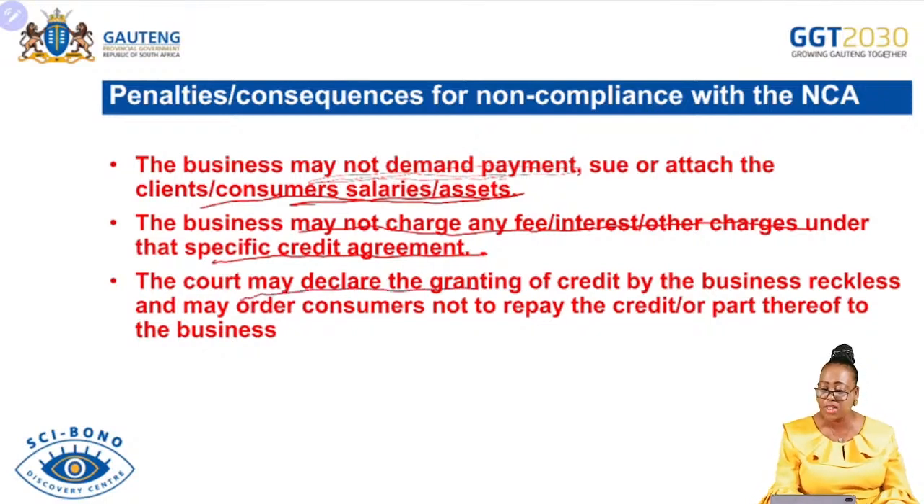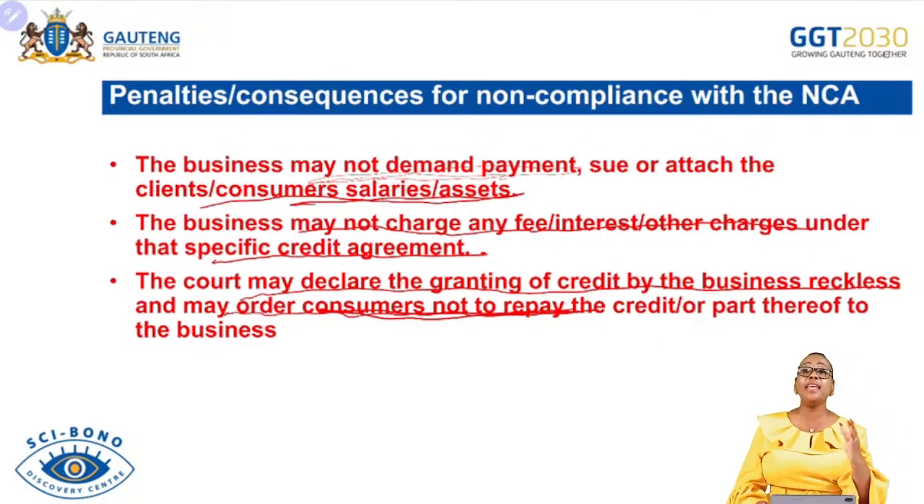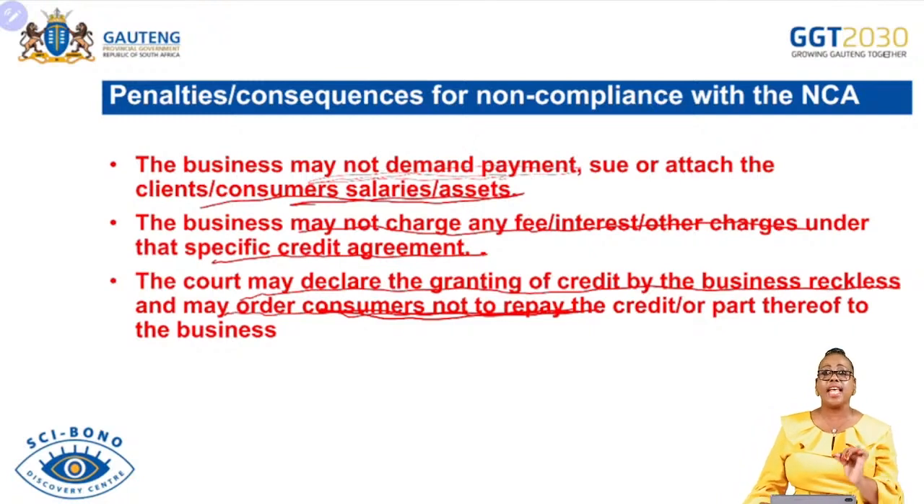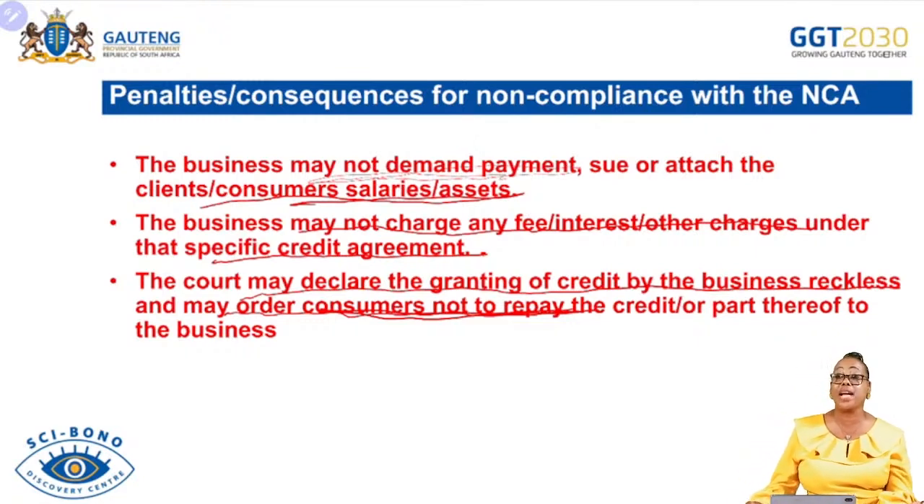The court may declare the granting of credit by the business reckless and may order the customers not to pay. Can you imagine? Should there be any indication that shows that there was reckless granting of credit, courts are going to declare that null and void. So that business is not going to be getting whatever it has offered as credit. That's a loss. So these are the penalties. So every business, before it grants credit, must always think of these penalties.